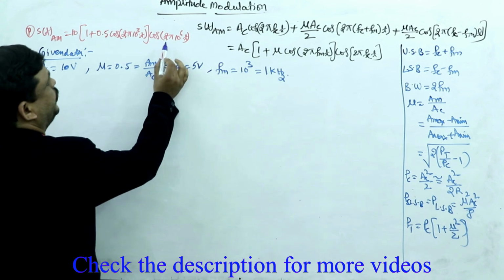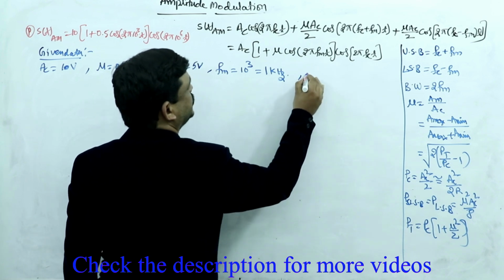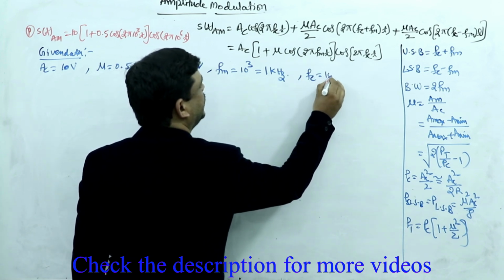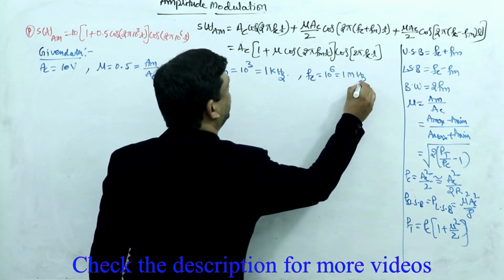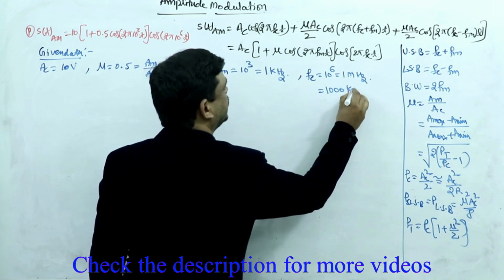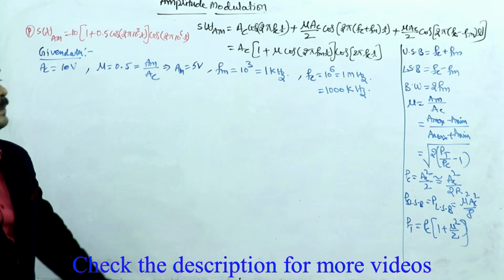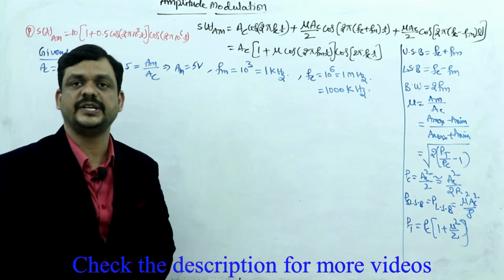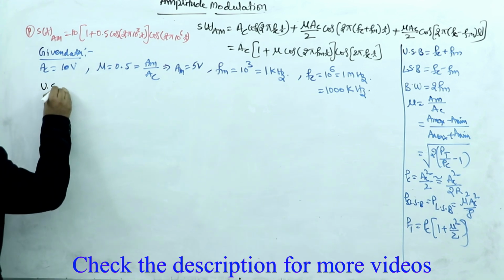And similarly here 2 pi into 10 to the power of 6 is given, and here FC is there. So the carrier signal frequency is how much here? 10 to the power of 6. This is 1 megahertz, or we can write 1000 kilohertz. In terms of kilo and in terms of mega, because one more frequency is in terms of kilo, so we have to define in terms of kilo also.